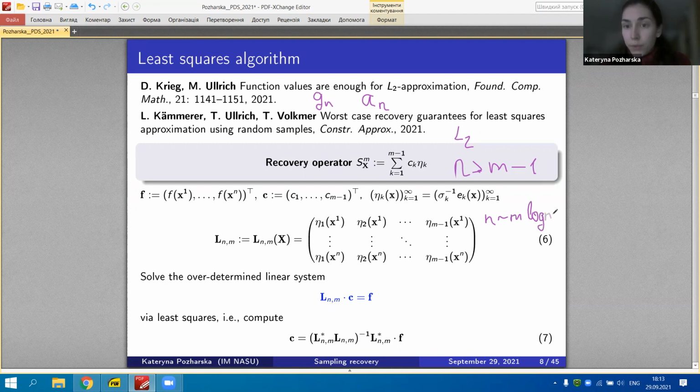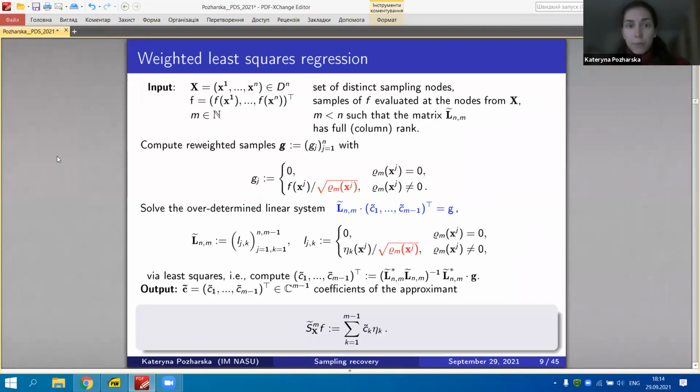But further we will move to another approach which uses a downsampling procedure, and we will show that we can also use O of m points. So we can reduce the sampling budget and get improved results for the L infinity problem. And sometimes this least squares algorithm is enough for our problem, but sometimes we need to improve it and add an additional function in the denominator.